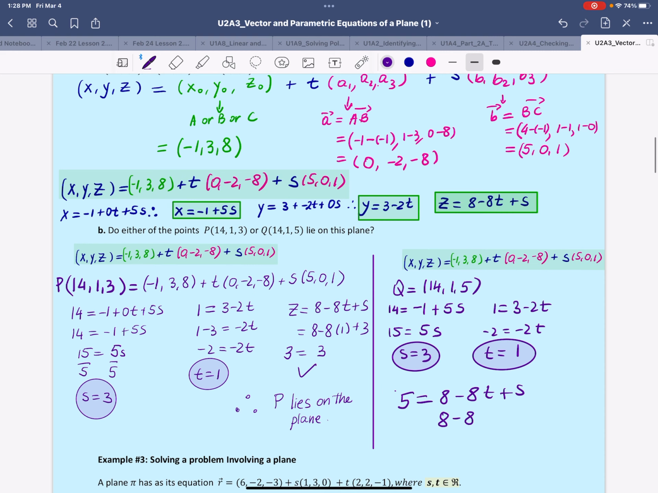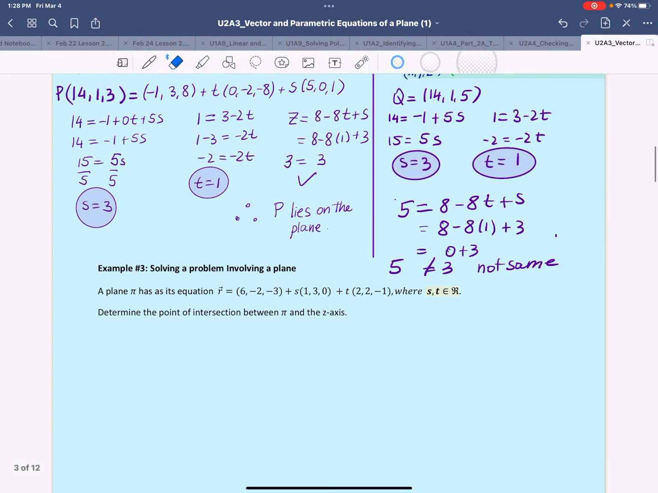The value of t is 1. The value of s is 3. As you can see here, we get 0 plus 3 or 3. And you can tell that the sides are not the same, which means that the z coordinate cannot be accommodated or cannot fit with these s and t values that work for x and y, which tells us that point Q is not on the plane.